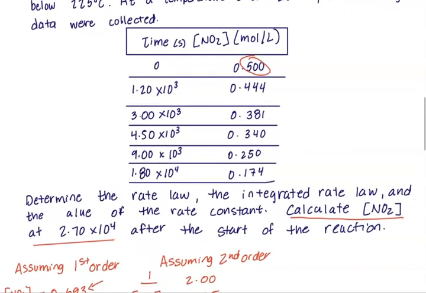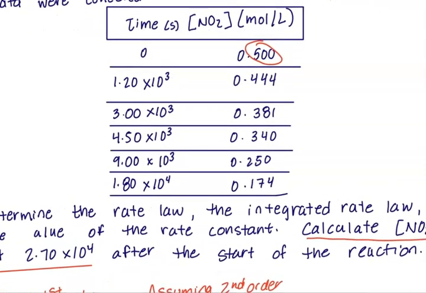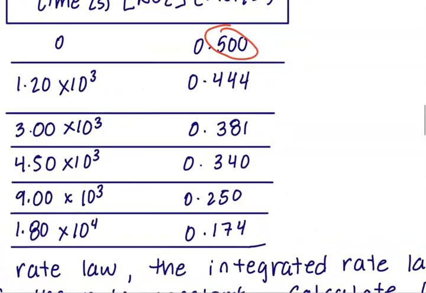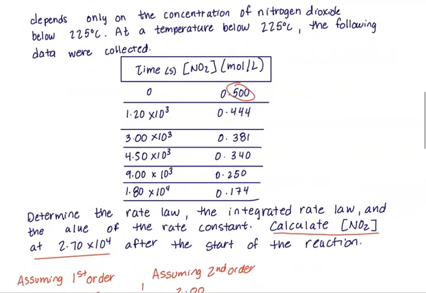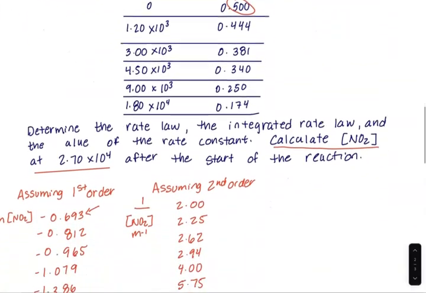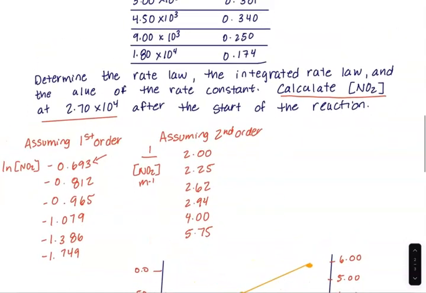And then what we have here is a table in the center. On the left side, you see time measured in seconds. On the right side, you see molarity. And this is all for NO2. So then the problem is asking us to determine the rate law, the integrated rate law, and the value of the rate constant. Additionally, it's looking for us to solve for NO2 at 2.7 times 10 to the 4 seconds after the start of the reaction.